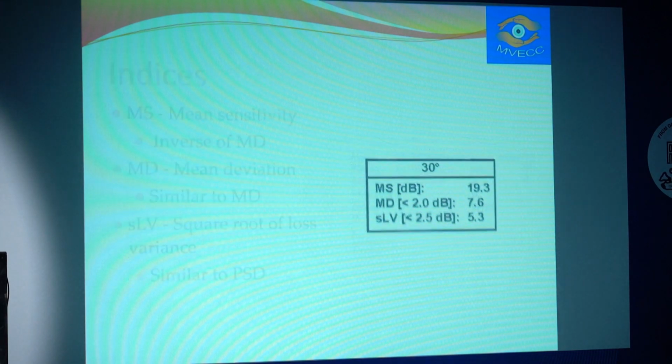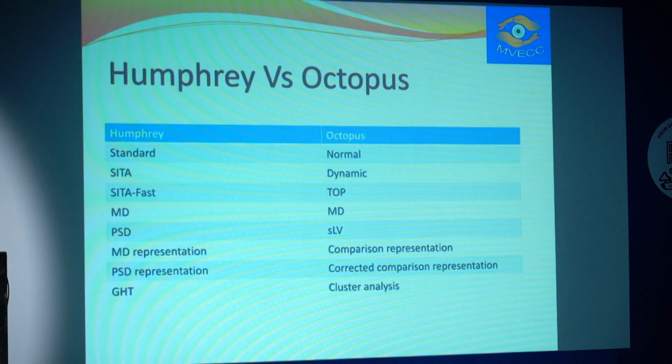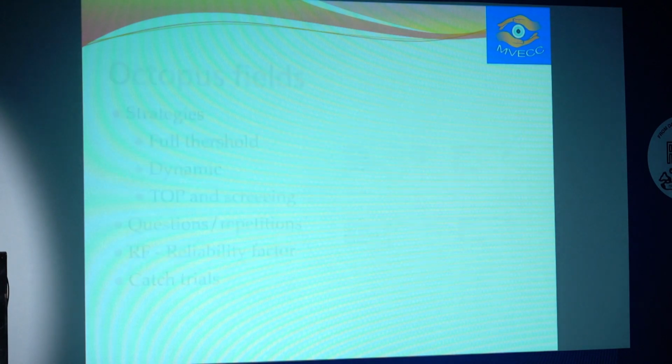Now, sorry, just to skip. This is the gross difference between the Humphrey's and the Octopus. We have standard, SITA, and SITA Fast. Here we have normal, dynamic, and TOP. We have mean deviation, which is similar to the mean deviation of the Octopus. The pattern standard deviation is called the square root of loss variance. The mean deviation is called comparisons. The pattern standard deviation is called corrected comparisons. And GHT is called cluster analysis. So it gives you almost all the things we have discussed in the past.